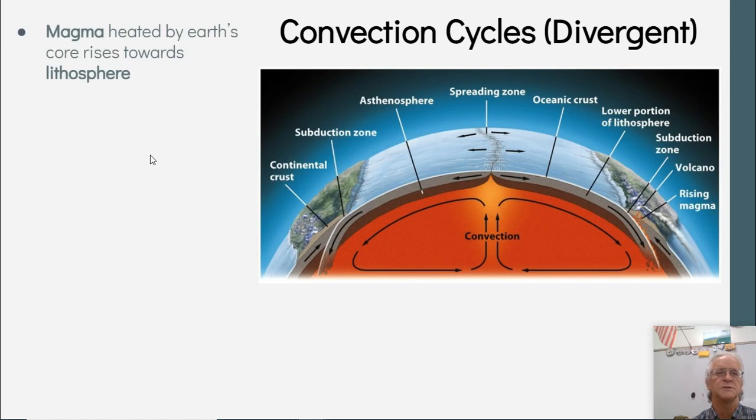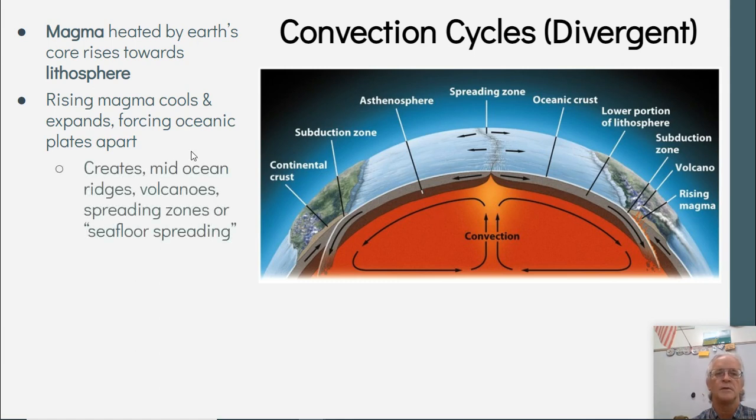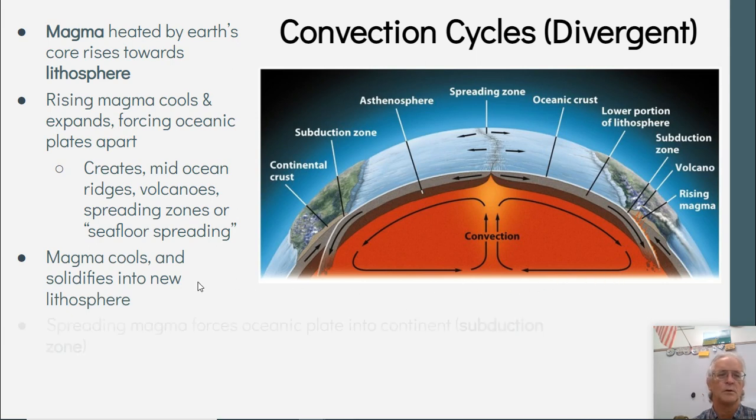So the convection cycles: magma heated at the center rises because it becomes less dense, and moves towards the lithosphere. As it gets up there, it cools, expands, and forces these plates apart. Then at those locations, it creates the mid-oceanic ridges, volcanoes, spreading zones, or seafloor spreading. It cools over here, and when it cools, it becomes more dense and sinks down towards the core.